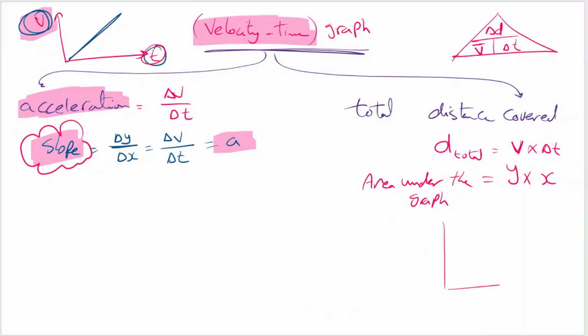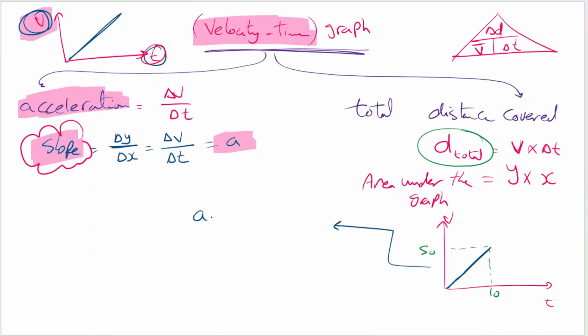So if you have a velocity time graph, and this graph is just like this, and for example, this is equal to 50 and this one is equal to 10, and I'm asking you to calculate the total distance covered by the object, and also to calculate the acceleration. Let's start with the acceleration. Acceleration is equal to the slope. So it's equal to final velocity, which is 50, minus initial velocity, which is 0, over final time, which is 10, minus initial time, which is 0. So it will be 50 divided by 10. It will be 5 meters per second squared. Done.